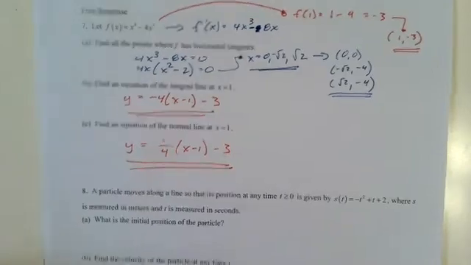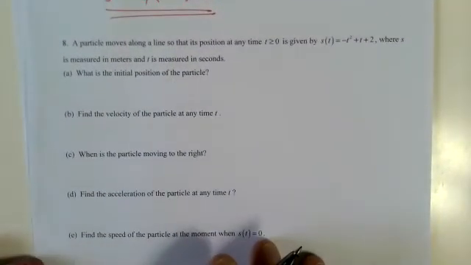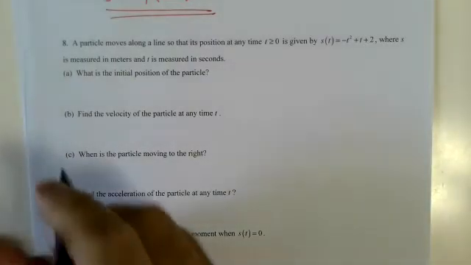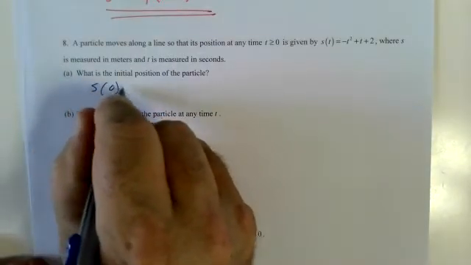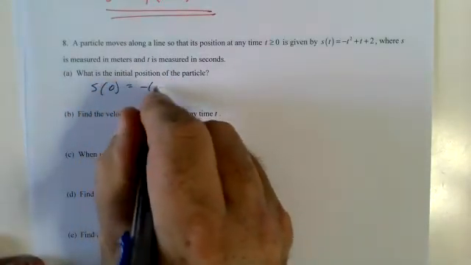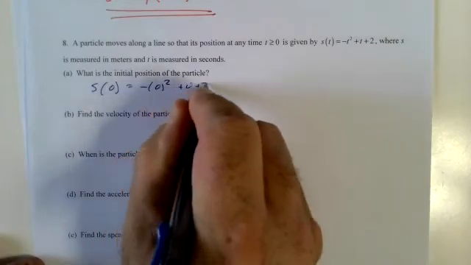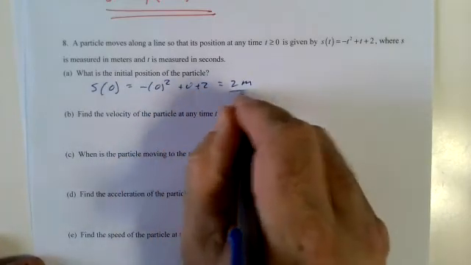A particle moves along a line, so its position at a given time is s(t) = -t squared + t + 2, where s is measured in meters and t in seconds. What is the initial position of the particle? In other words, what's s naught? Well, s of 0 equals negative 0 squared plus 0 plus 2, which equals 2 meters.